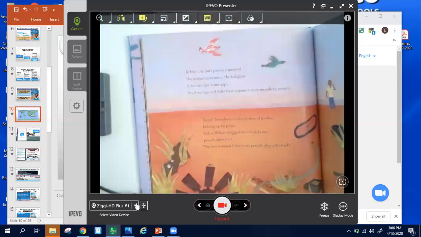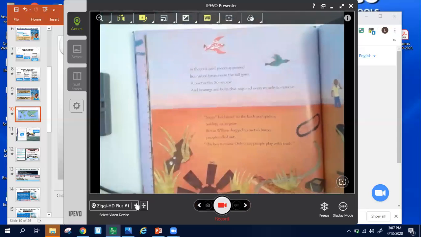In the junkyard, pieces appeared like rusted treasures in the tall grass, a tractor fan, some pipe, and bearings and bolts that require every muscle to remove. "Tonga," he'd shout to the birds and spiders, holding up his prize. But as William dragged his metals home, people called out, "This boy is misala. Only crazy people play with trash."